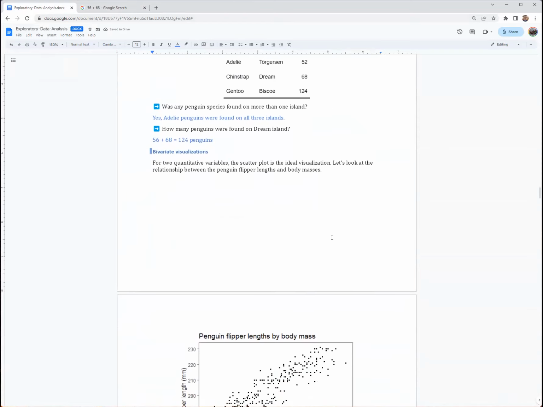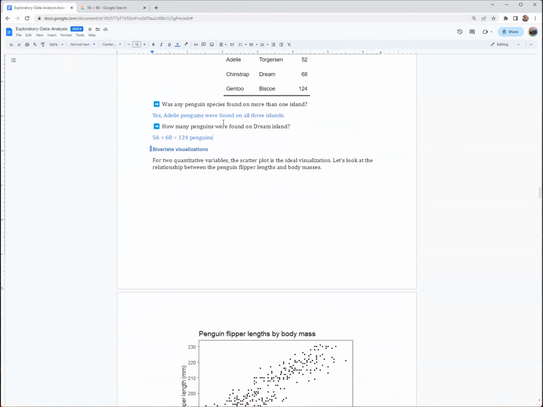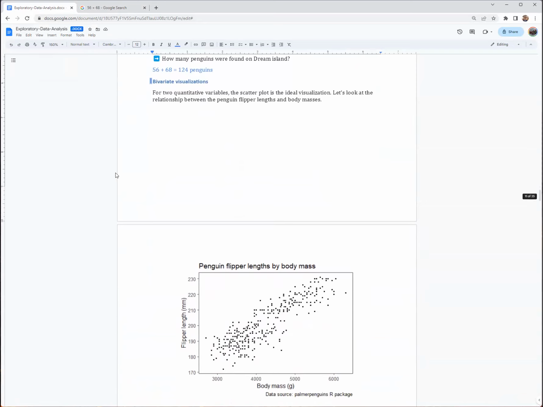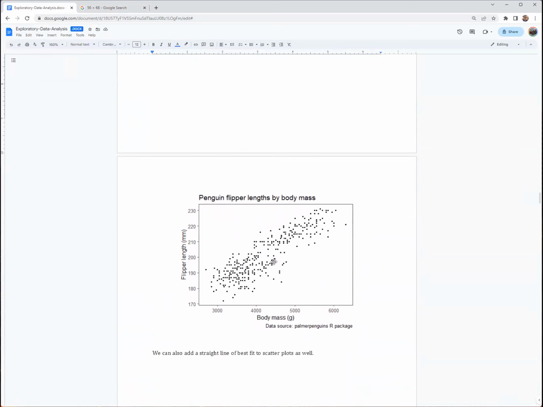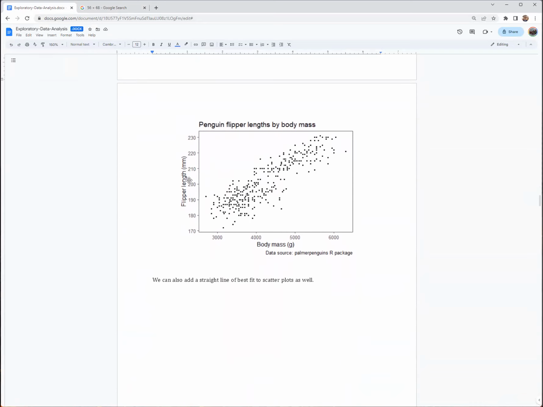Perfect, okay. Then for visualizing the relationship between 2 variables, and specifically 2 quantitative variables, the scatter plot depicted here is the best visualization, the most commonly used one. Here we're looking at a scatter plot between the flipper lengths of the penguins and the body masses of the penguins, where each point is a single 2-dimensional measurement indicating the flipper length and the body mass of that particular penguin.